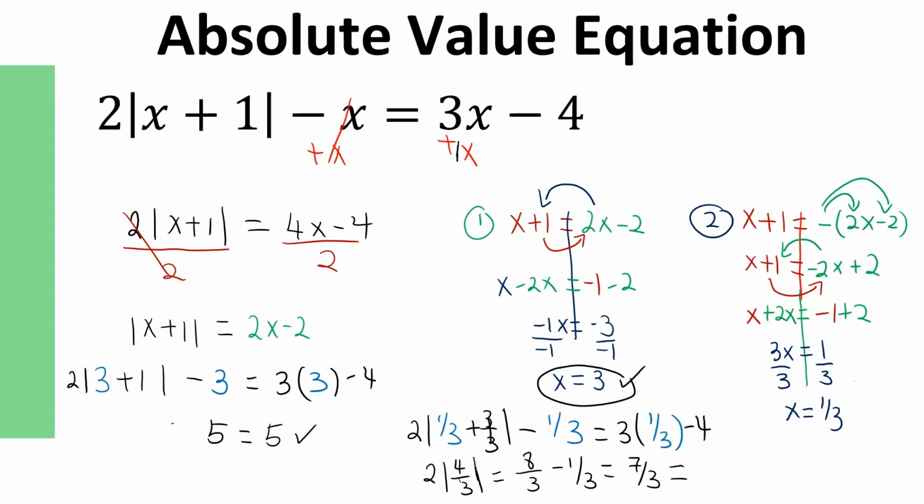And does that equal 3 times 1/3 minus 4? Well, 3 times 1/3 is 1, minus 4 is negative 3. And we can clearly see that 7 over 3 does not equal negative 3. So therefore, x equals 1/3 is not one of our solutions. So therefore, we only have one solution for this equation, which is x equals 3.